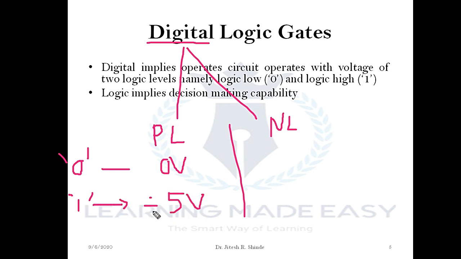In negative logic system, 0 is indicated by 5 volt and logic 1 is indicated by 0 volt. Please note down this difference. Further in my discussion I'll be following the positive logic system only.